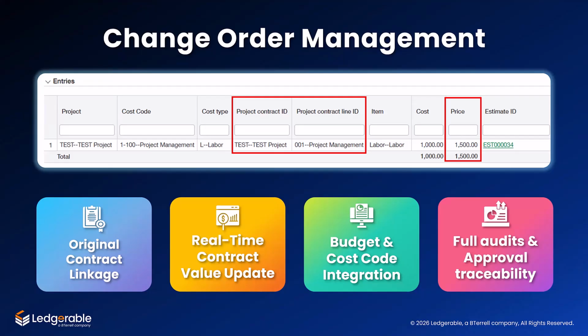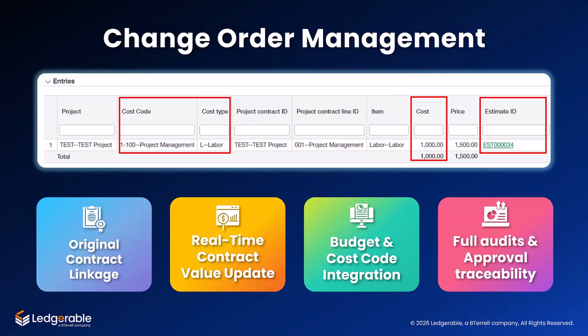And just as important, this doesn't only affect the contract, you will also see fields like cost code and cost type. That means the same change order can also update your estimates. So your estimates stay aligned with the updated scope. And finally, everything can go through an approval workflow. So you can see what was changed, who approved it, and when. So instead of managing change orders separately, everything stays connected: contract, estimates, and billing.